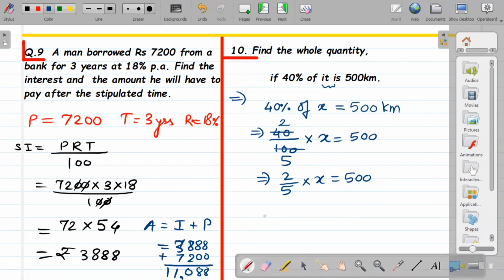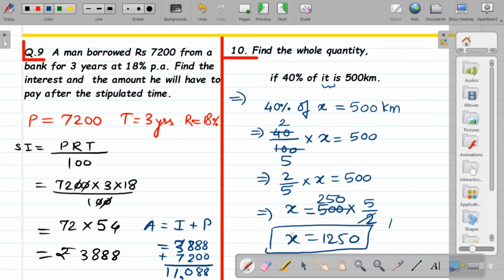Now to find x, we will shift this 2 by 5 to the RHS. So it will become 5 by 2 multiplied by 500. The reciprocal of 2 by 5 is 5 by 2. Now after the cutting, 2 ones are 2, 2 250s are 500, right? So we will do the cutting, and now 250 and 5 are remaining in the numerator, so we can multiply them and we will get the answer 1250 kilometer. As the data is given in kilometers, your answer will also be in kilometers only.